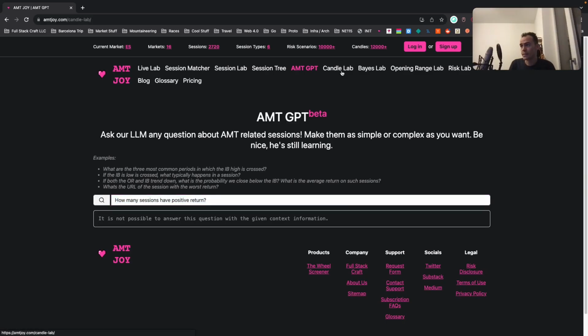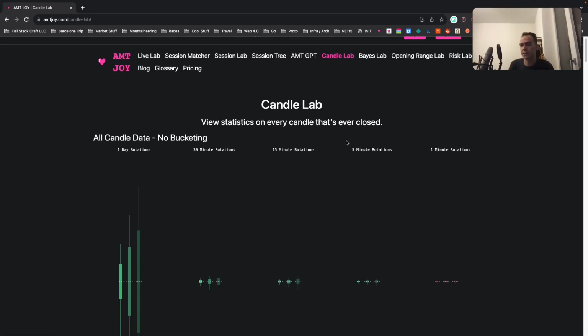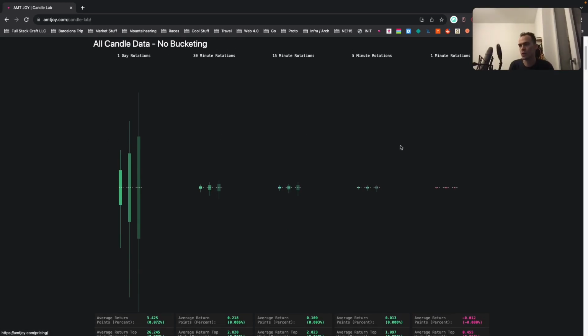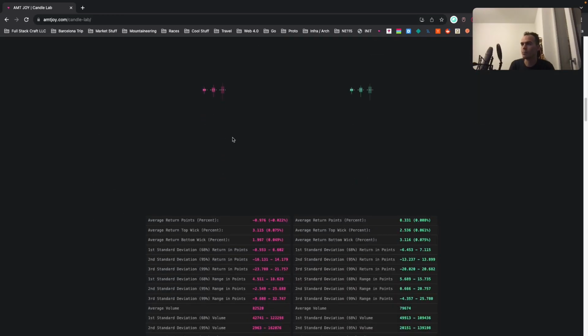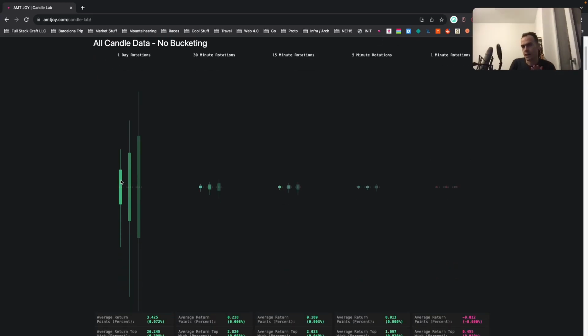Okay, we've also got the Candle Lab, and this looks at whatever instrument you're on. It's going to give you the average rotations and also the standard deviation of those rotations across a variety of rotations, and we also filter by period, right? So we've got your 1 day rotations, average, 1 standard deviation, 2 standard deviation, the 30-minute, 1, 2, 3, 1, 2, 3, and so on.